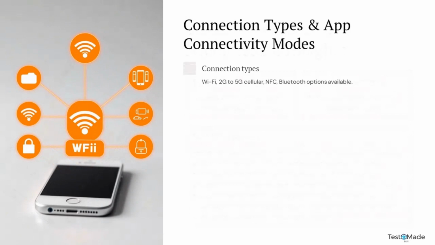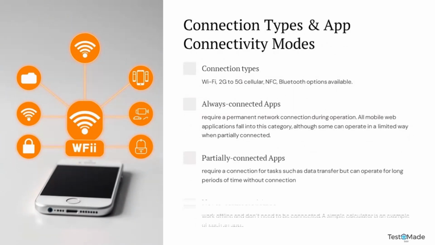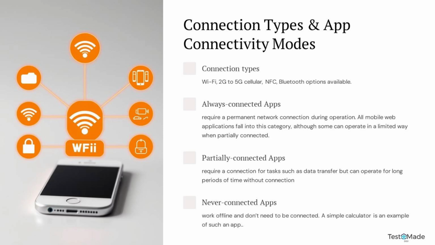Connection types and app connectivity modes. A mobile device might be connected to the server via connection types such as Wi-Fi or via cellular data connections such as 2G, 3G, 4G, and 5G. Mobile applications typically operate in one of the following three modes.